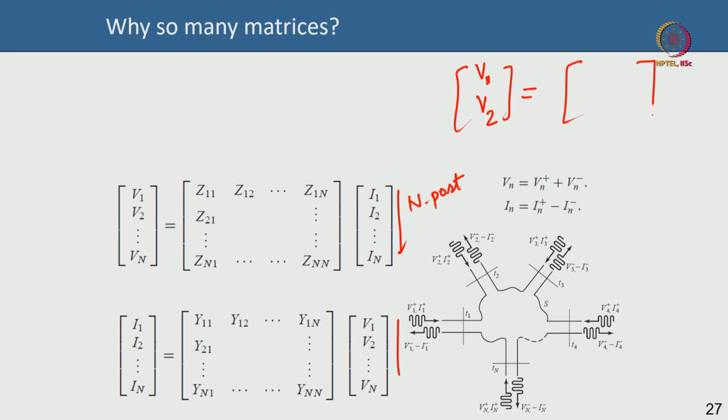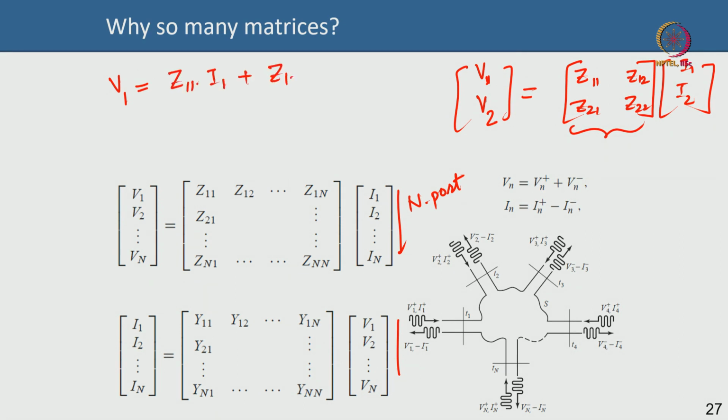This is related by the Z parameter, the impedance matrix, to the input current and the output current. So this will be Z11, Z12, Z21 and Z22. These are the different Z parameters. This is the impedance matrix. So of course you can say that V1 is equal to Z11 into I1 plus Z12 into I2.